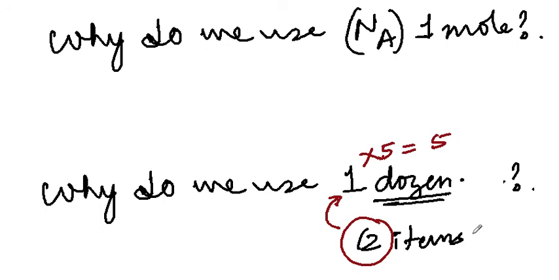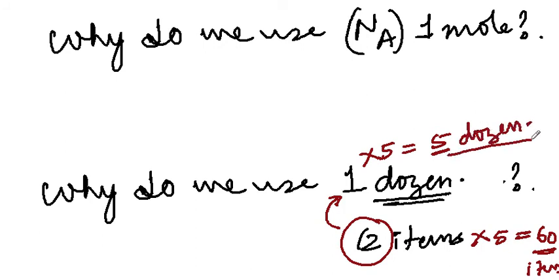But if we have to multiply 12 with 5, it will possibly take some time, and this is not a smart way of doing the calculations. 12 into 5 is 60, but instead of doing it like this, 1 into 5 is 5. So instead of saying 60 items, if we simply say 5 dozen, this is smarter. For our easy calculations, we have introduced words like dozen.